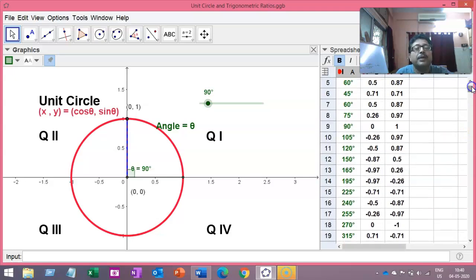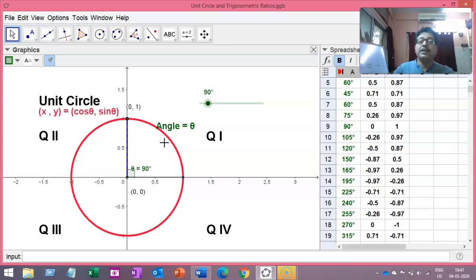Okay. So for 90 degree, first one is cos 90. Cos 90 has base length 0 and hypotenuse 1, so this is going to be 0. Sin 90, perpendicular is 1, hypotenuse is also 1, so it is 1 by 1, that is equal to 1. Till 90 degree you have done all before. I am going to do beyond it.